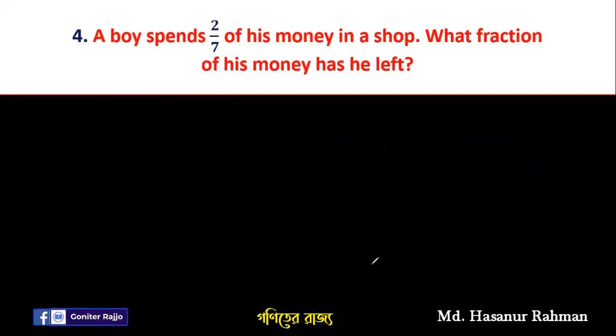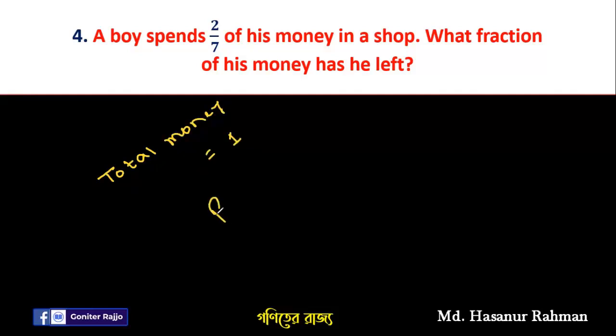A boy spends 2 by 7 of his money in a shop. What fraction of his money has he left? When this type of question will come, then you will think that the total money is 1. Why total money is 1? That means 1 is the whole part. Okay. 1 is the whole part.